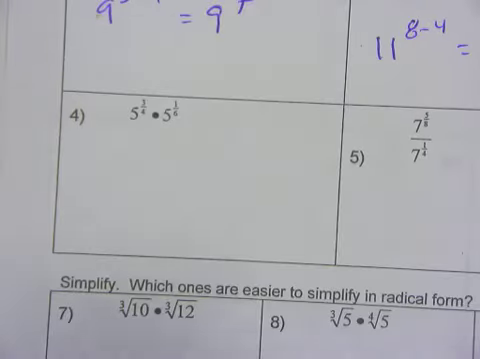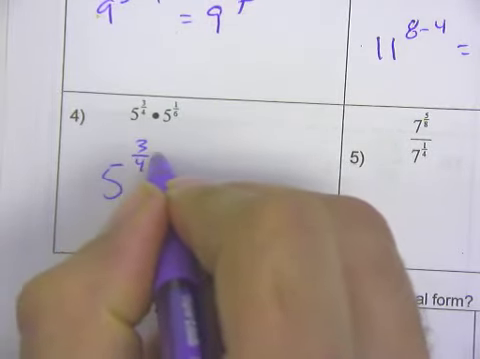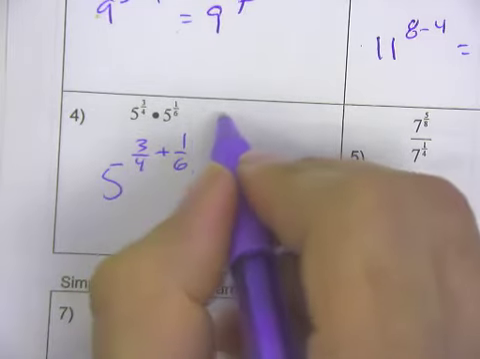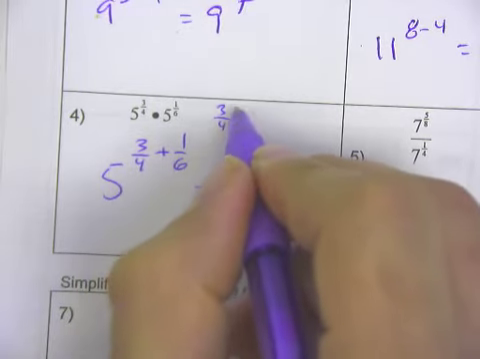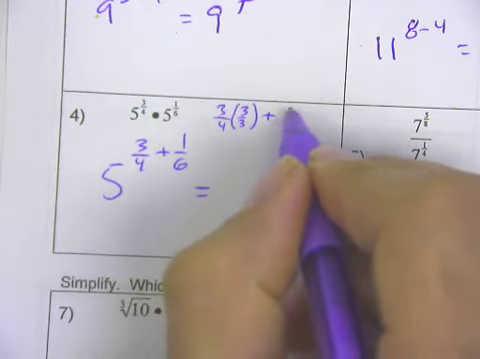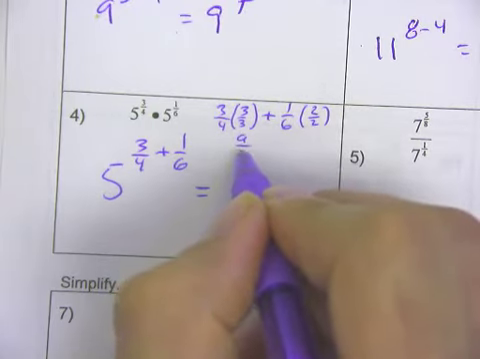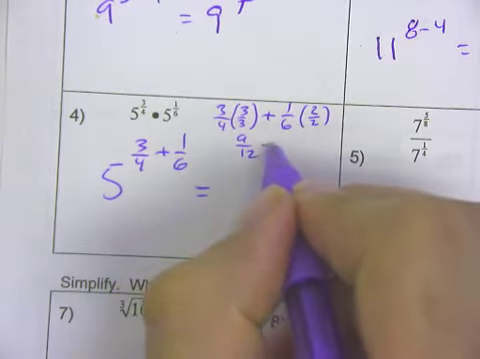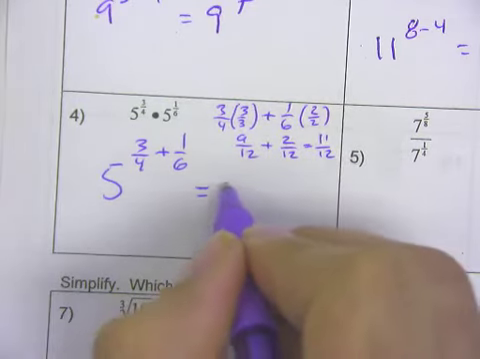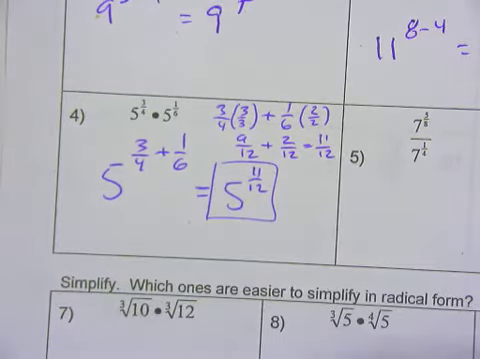Number 4 would be 5 to the power of 3 over 4 plus 1 over 6, which would be, let's see here, we'd have 3 over 4. That one needs another copy of 3, plus 1 over 6 needs another copy of 2. So that would be 9 over 12 plus 2 over 12, which would be 11 over 12. So it's 5 to the power of 11 over 12.